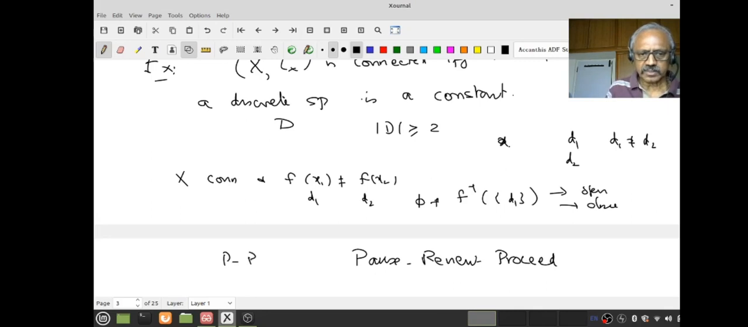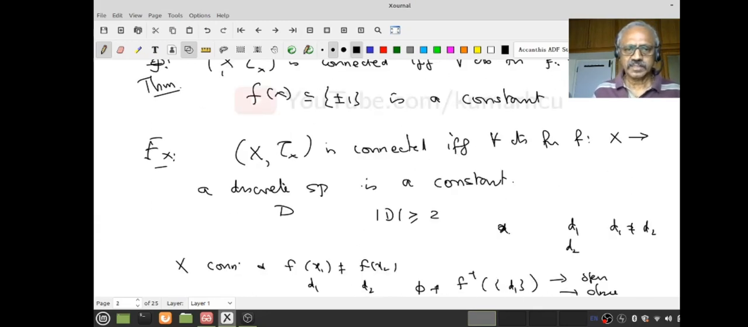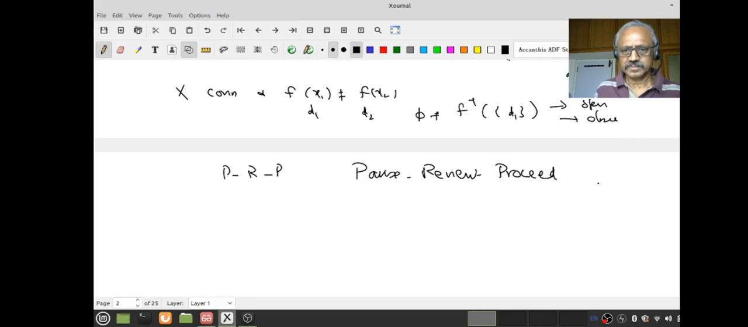So there is no sanctity about plus or minus 1. All we require is a discrete space. Please understand this. This is an equivalent theorem. In particular, if I have a function f from (X, tau_X) to Z as a subset of R, X is connected if and only if any such function must be a constant. Do you see that?